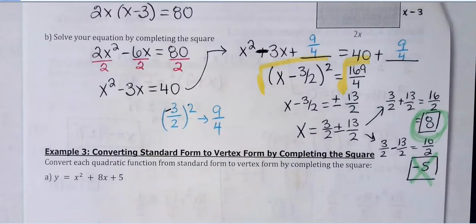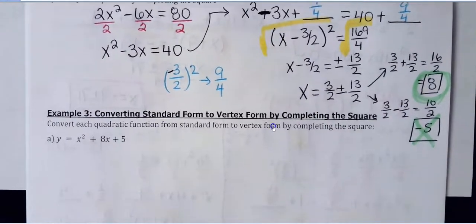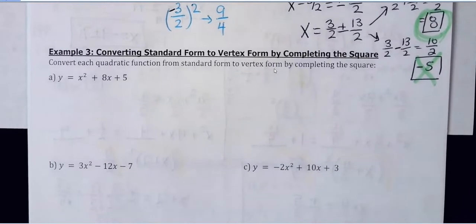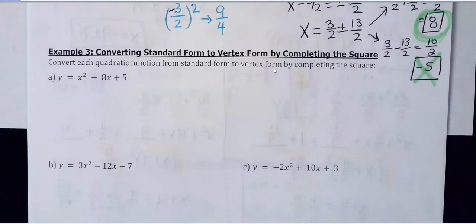Okay. Now, the last thing I have to show you today. I have to show you how to convert standard form into vertex form. We did this in our last unit. I did not do completing the square for that. I just showed you to do -b over 2a, which you could still do. But I do need to show this to you because this is a really important thing that you guys will use in the next couple of classes after this. You got to know how to do this process.